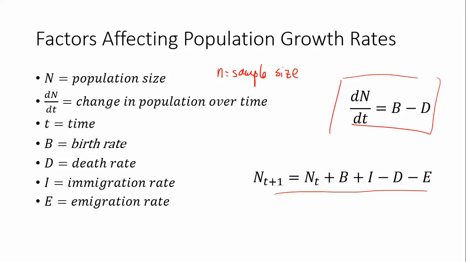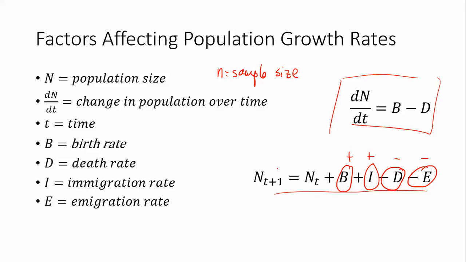Capital B is birth rate. Capital D is death rate. Capital I is immigration rate, and capital E is emigration rate. So all of those factors affect the population. Notice that in this equation down here, both B and I are positive values because they add to the population, whereas D and E are negative values because death and emigration subtract from the population.